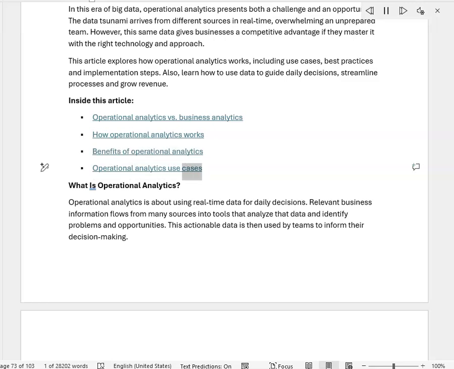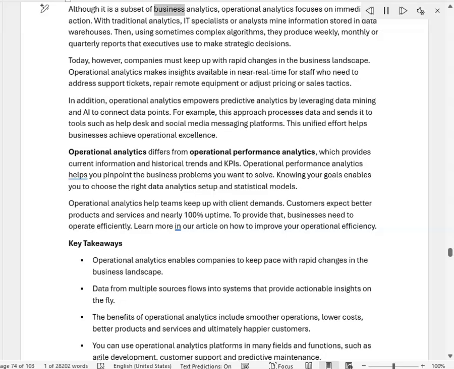Operational analytics use cases. What is operational analytics? Operational analytics is about using real-time data for daily decisions. Relevant business information flows from many sources into tools that analyze that data and identify problems and opportunities. This actionable data is then used by teams to inform their decision-making. Although it is a subset of business analytics, operational analytics focuses on immediate action.